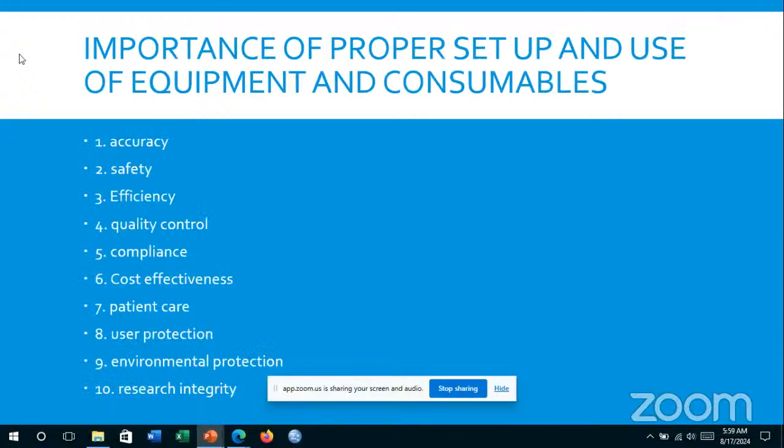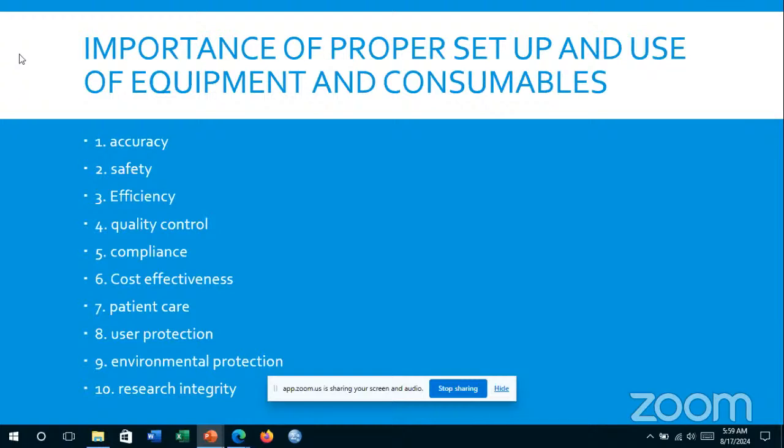So what are the importance of proper setup and use of equipment and consumables? Why is it important? It's important because of accuracy, because of safety, efficiency, quality control, because of compliance, cost effectiveness, because of the patient care, because of user protection, environmental protection, and research integrity.